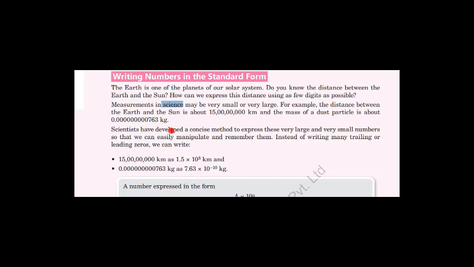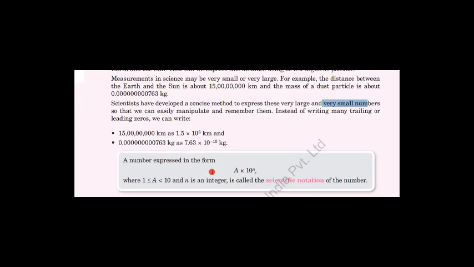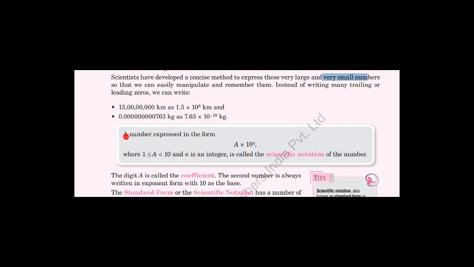So what the scientists have done is to express very large numbers and very small numbers. They adopted a new method where they write it this way: 1.5 into 10 raised to the power of 8 kilometers, and this particular mass as 7.63 into 10 raised to the power of minus 10 kg. Now here you have to write it down in your copy.